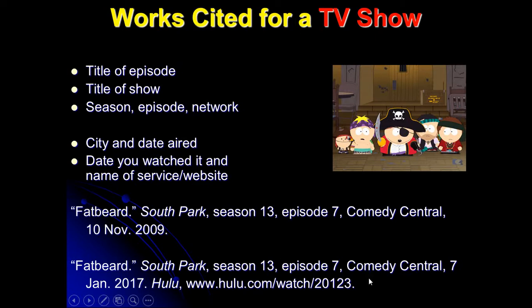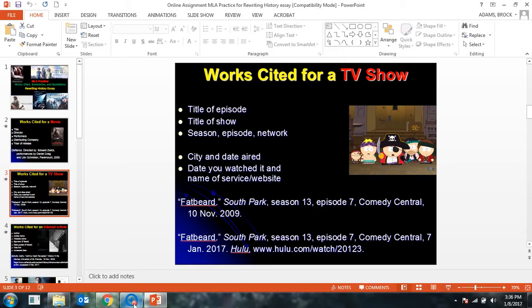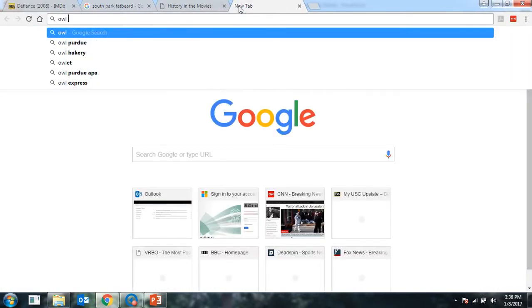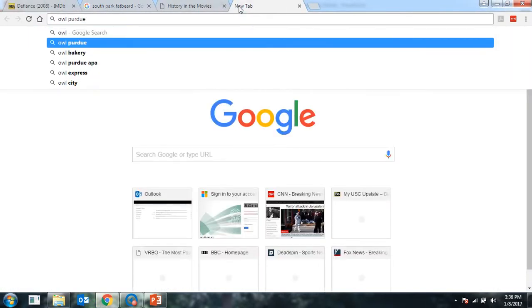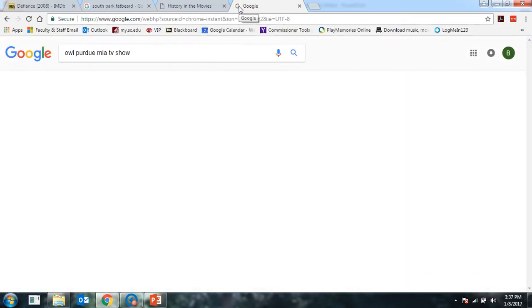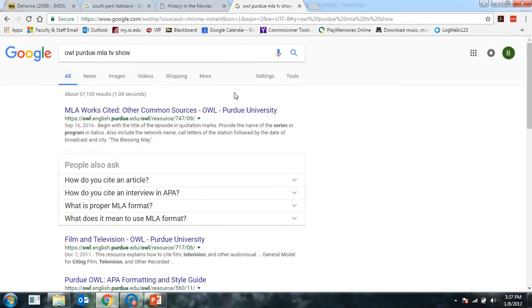Okay, and if you ever get confused about how to do this, I want you to go to this website, OWL, and here it comes up automatically, OWL Purdue. It stands for Online Writing Lab. Purdue is the name of the university that it's at. And then you can type in whatever source you're looking for. So put in MLA and then TV show. So if we put that in, it's going to show us the page we can go to find that.